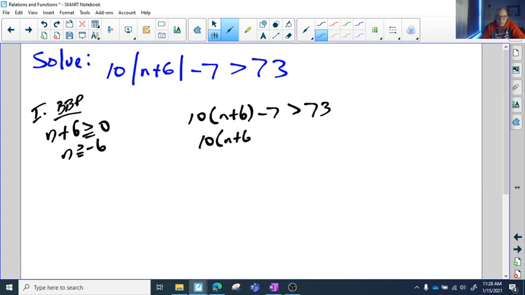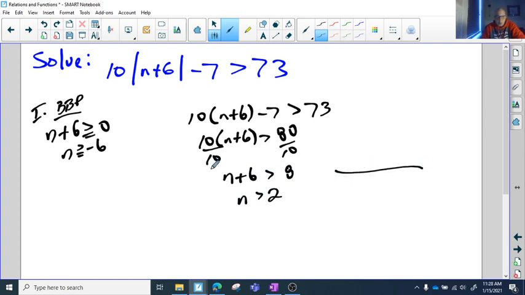10 times n plus 6 is greater than, I'll take that over there, it'll give me 80. I'll divide by the 10. N plus 6 is greater than 8. N is greater than 2.